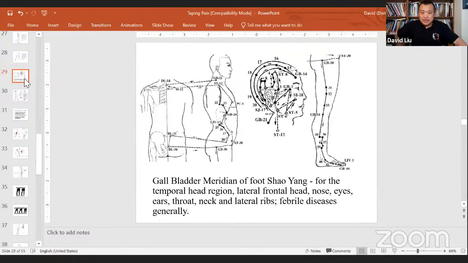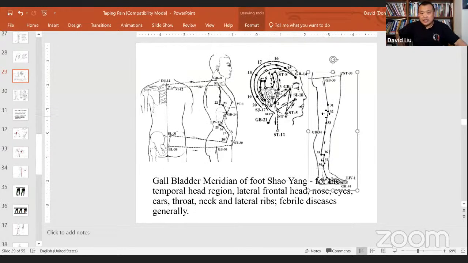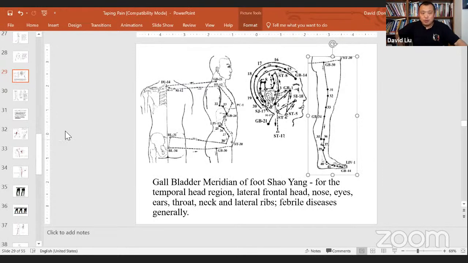The gallbladder meridian. For people who have a temporal headache, or pain on the lateral side of the leg, IT band problems, sacrum pain, hip joint pain, pelvic pain, or lateral rib pain, we all go taping along the channel. And this channel we call the gallbladder meridian.